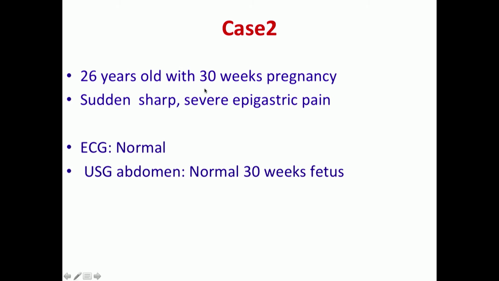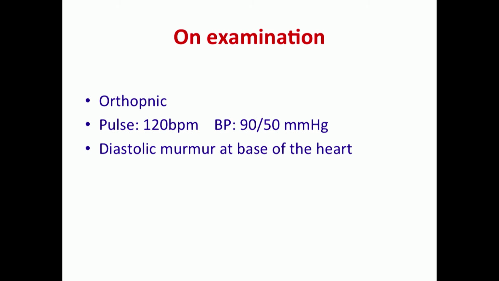A 26 year old lady with 30 weeks of pregnancy came with sudden severe epigastric pain. ECG was normal, USG was normal for a 30 weeks fetus. She was getting treatment for 4 hours for acute gastritis, and was ultimately referred to a cardiologist. When I did the echo, I found the patient orthopneic, pulse 120 beats per minute, BP 90/50.